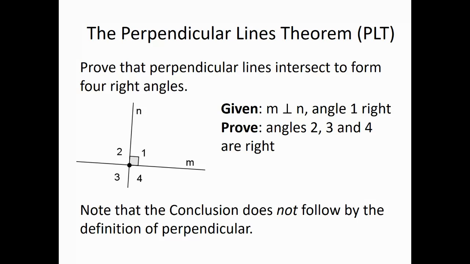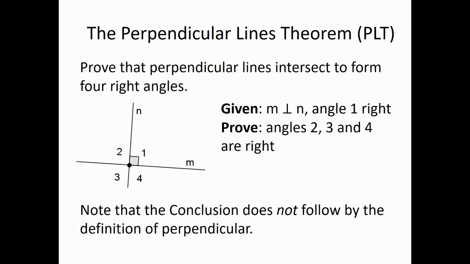Two lines are perpendicular when they intersect to form a right angle. Now that "a" means at least one, okay? So what we really have to prove here is this: if two lines intersect in such a way as to produce at least one right angle, then actually they have to have produced four right angles. So there is then work that we have to do here.